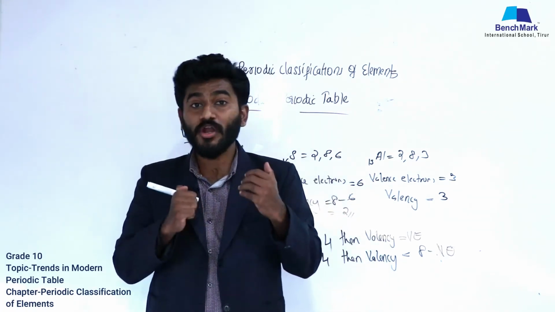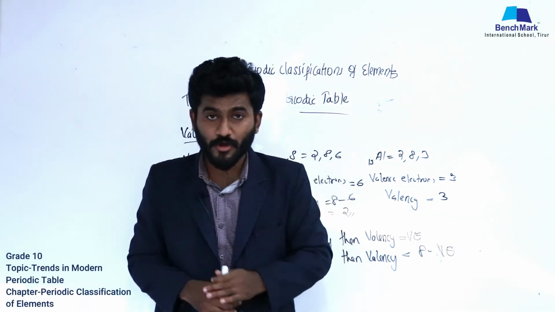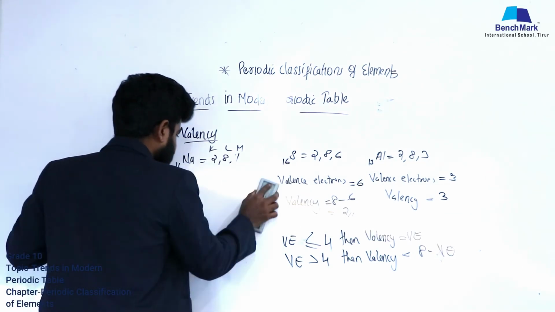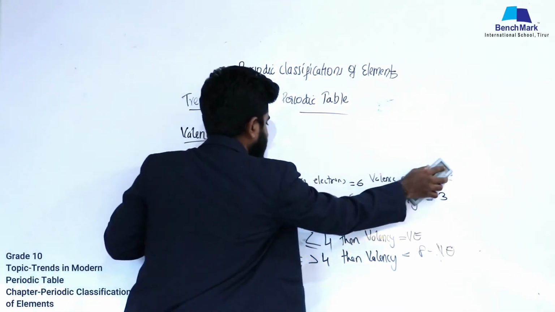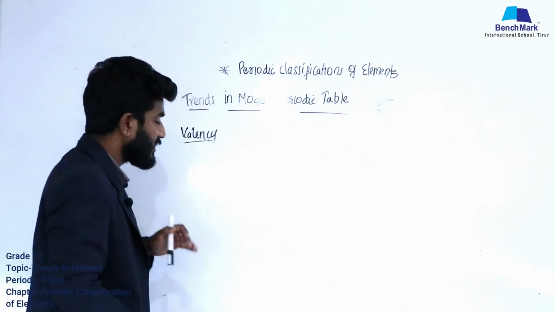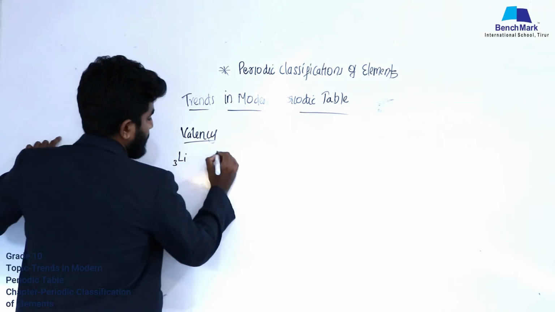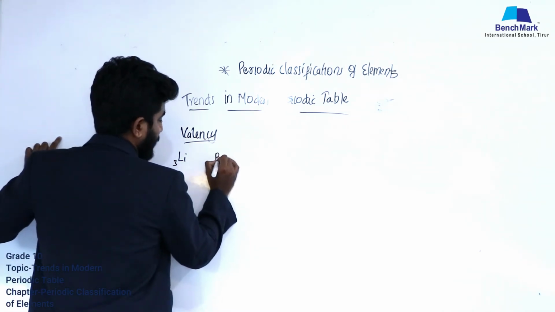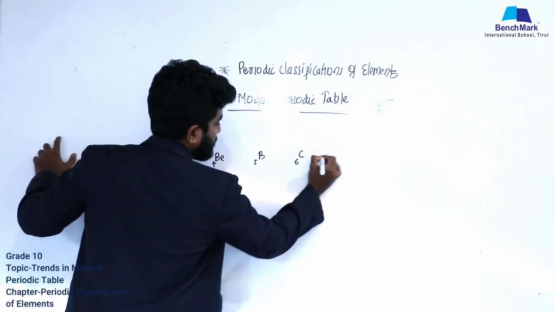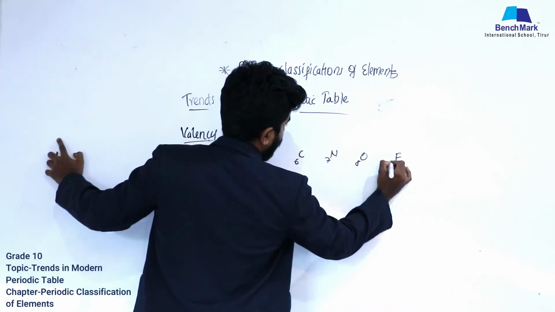And the question is, what happens to this valency when you move from top to bottom or left to right? It's simple. I'll tell you. Listen, what is happening to valency? If you just write the electronic configuration of these elements, for example, lithium 3, then beryllium 4, boron 5, carbon 6, nitrogen 7, oxygen 8, fluorine 9.